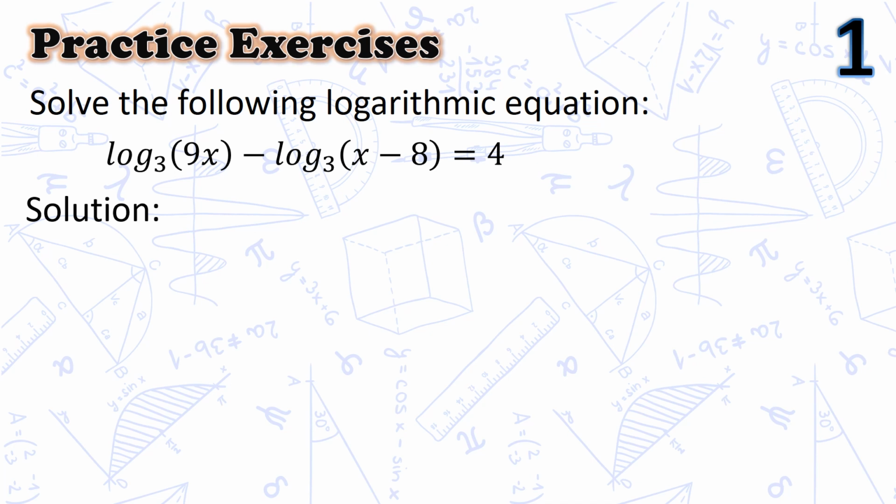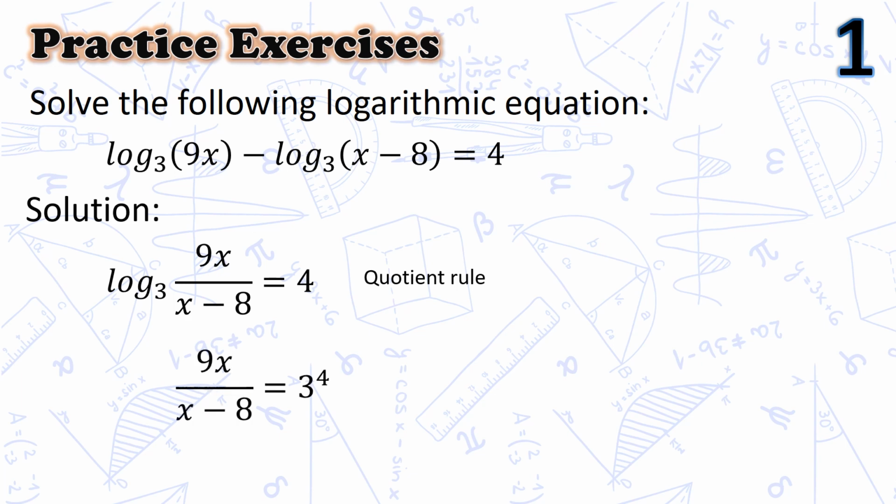So we can use the quotient property and write this as logarithm of 9x over x minus 8 to the base 3 equals 4. Then we can use the exponential form of this so that we have 9x over x minus 8 equals 3 raised to 4. And 3 raised to 4 is equal to 81. Multiply both sides by x minus 8. We'll get 9x equals 81 times the quantity x minus 8. Distributing 81 to x minus 8, we have 9x equals 81x minus 648.